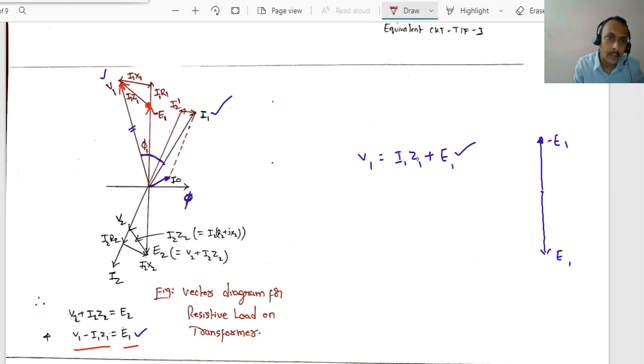If you add this V1 minus I1 Z1, we will get this E1. We will get this minus E1. Right. Similarly for the secondary side also.